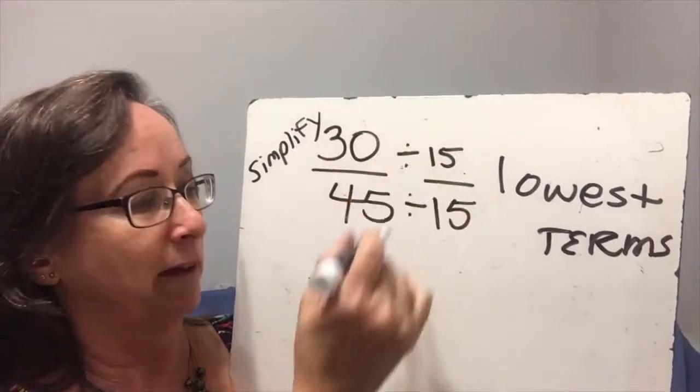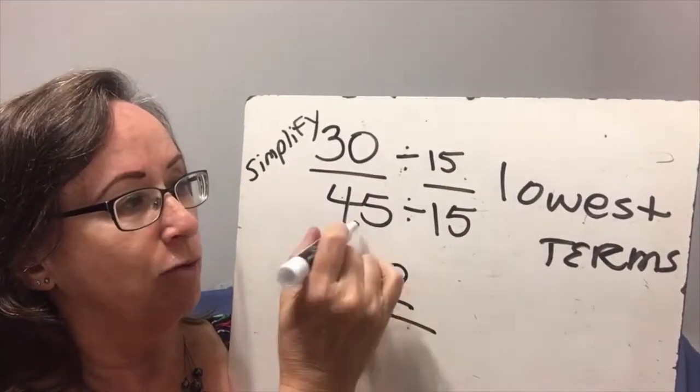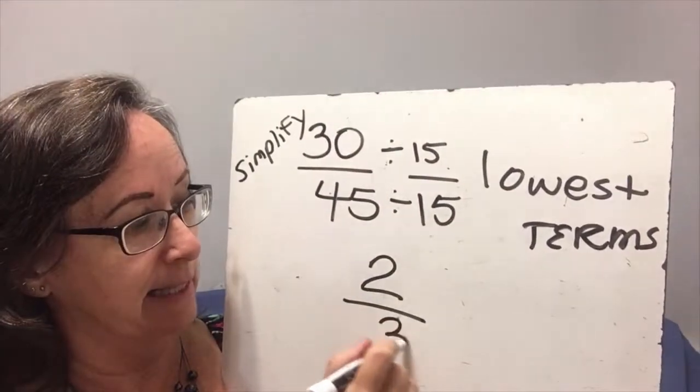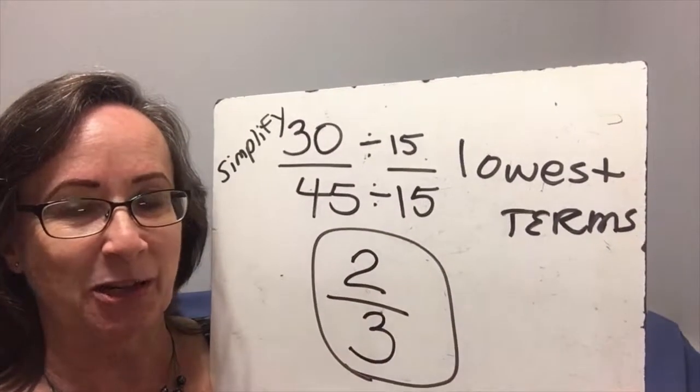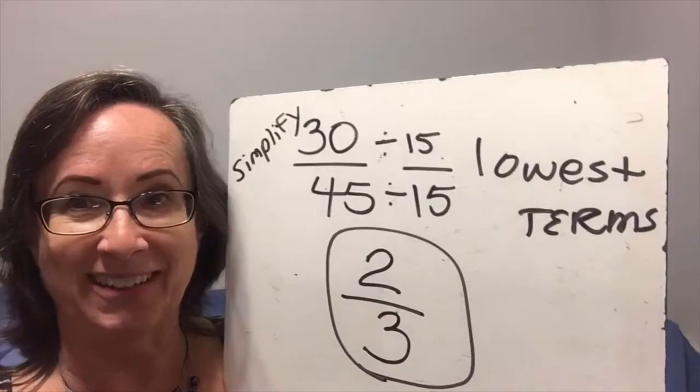So 30 divided by 15 is 2, 45 divided by 15 is exactly 3, and my simplified lowest terms fraction is 2/3.